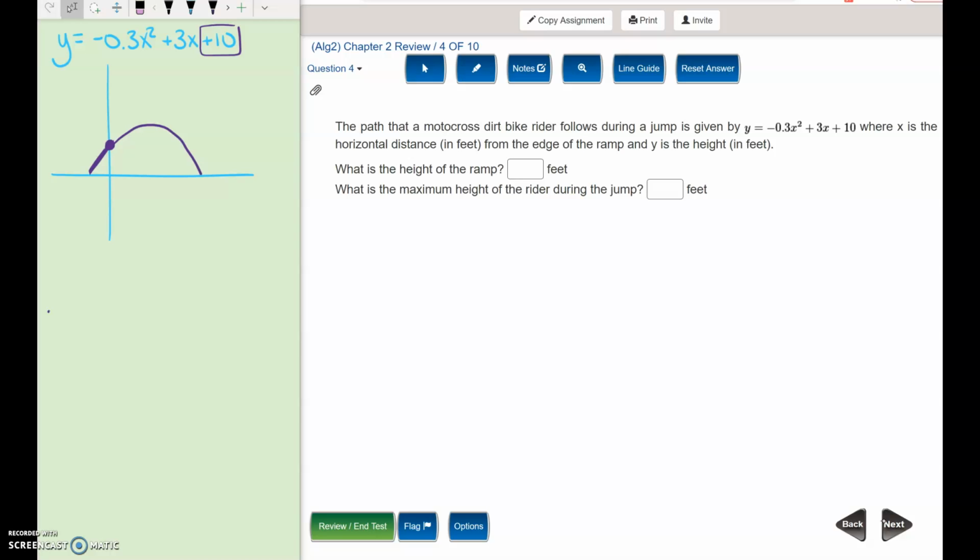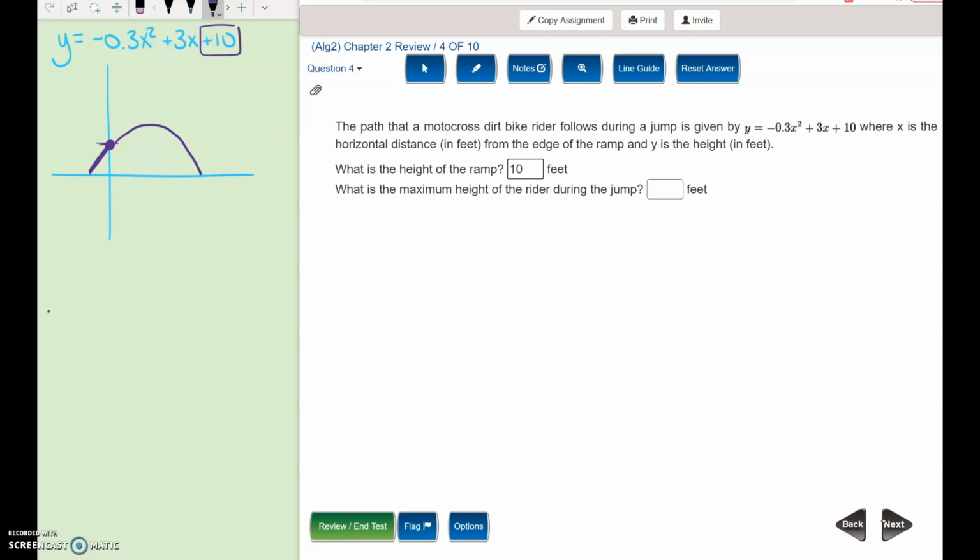So what is the height of the ramp? Well, the ramp is right here. We already figured out that that's 10 feet. So the first part of this example is very, very easy. It's the y-intercept. What's the height of the ramp? It's the y-intercept. What is the maximum height of the rider during the jump?